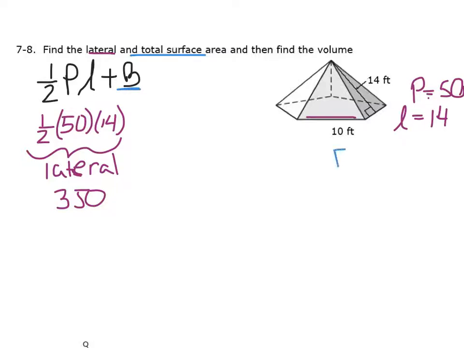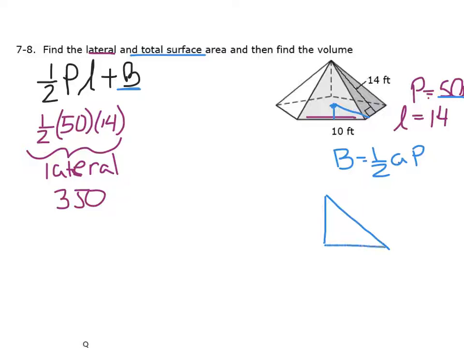So area of the base is going to be half the apothem times the perimeter. We know the perimeter is 50, so we need to find the apothem. That's going to be from the center of the pentagon, perpendicular down to the middle of the side, and it makes a triangle.